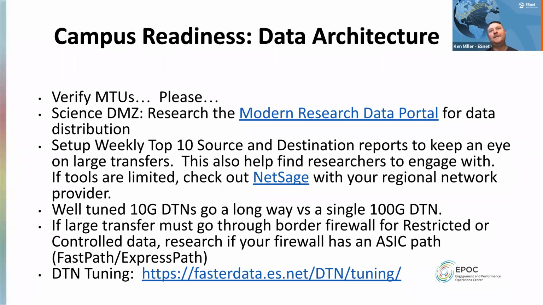And if your transfers must go through the border firewall or a restricted control path, a lot of firewall vendors have what's called a fast path, express path, or ASIC path through your firewall. Once the flow has been validated, it can bypass the rest of the analysis of the flow. If you have some sort of funding requirement that you must have a data transfer through a firewall, you can look into your firewall vendor and make sure you're at least getting 2.2 gigs a second through it for performance, but also look at the ASIC path. Different firewalls have different marketing terms for all those pieces.